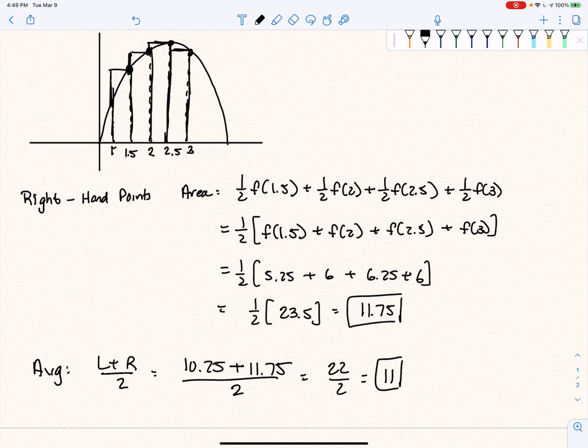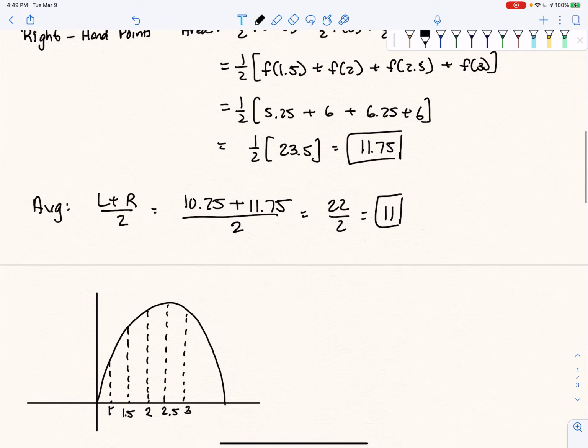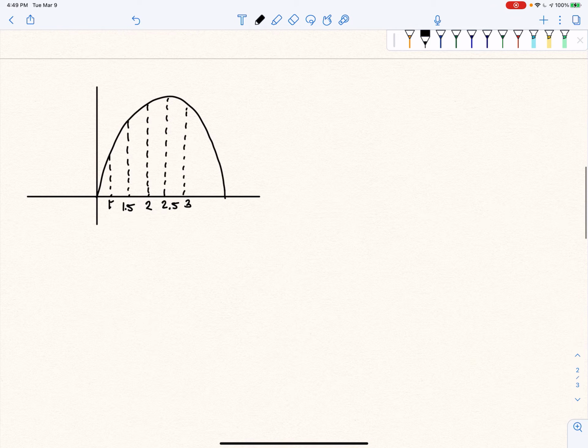So let's just take a look at one more, and that means midpoints. Now, midpoints you might think is the same as what we just did with the 11, but not quite. With midpoints, what we're doing is taking the midpoint of every subinterval and using that to determine the height of the rectangle. So that means I'm going to draw my rectangles this way. So there's my 4 rectangles, and then mathematically, what is happening here?